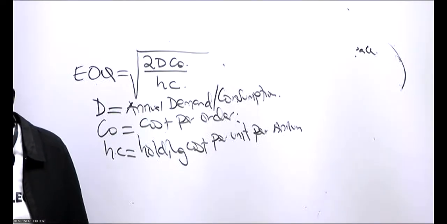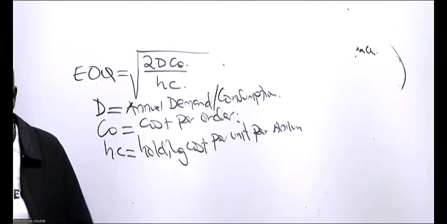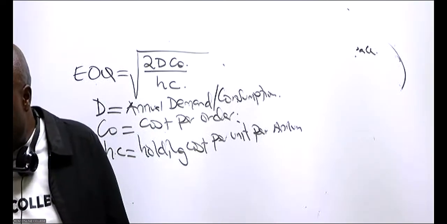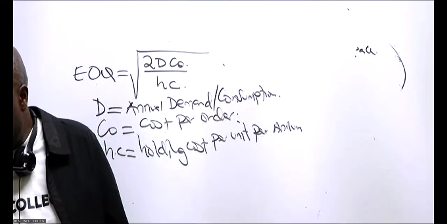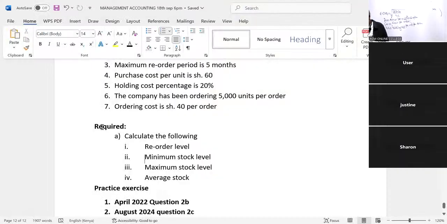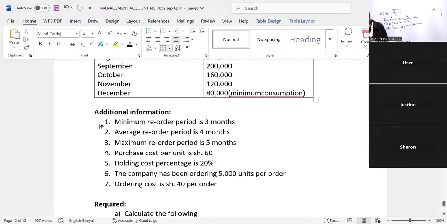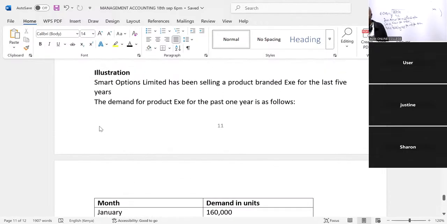So holding cost per unit per annum. Great. So then we go back to this question and then we tackle it. Yeah. So this question, I wish I gave it a name, but it has a name. It is smart options, isn't it? So we are calculating EOQ for smart options.